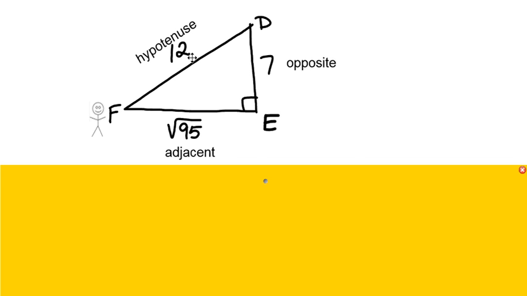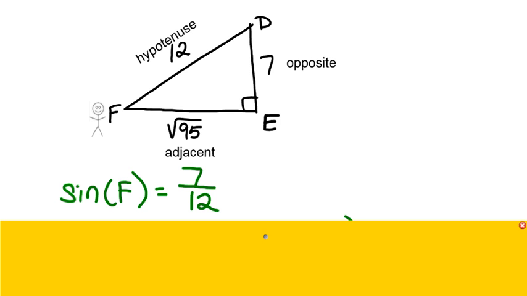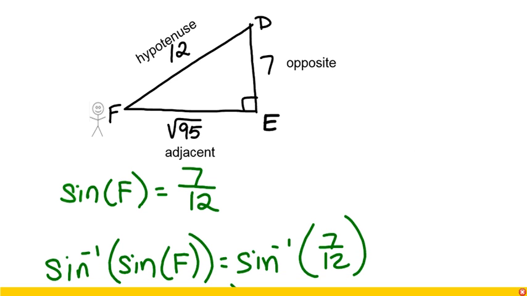To find angle F, use your given side lengths to set up a ratio. So that was the opposite and the hypotenuse. Opposite and hypotenuse ratio is the sine. So the sine of angle F equals 7/12. We have to undo our sine function. With all of our functions, when we undo them, we use the inverse. So we're going to use the inverse sine to solve for angle F.